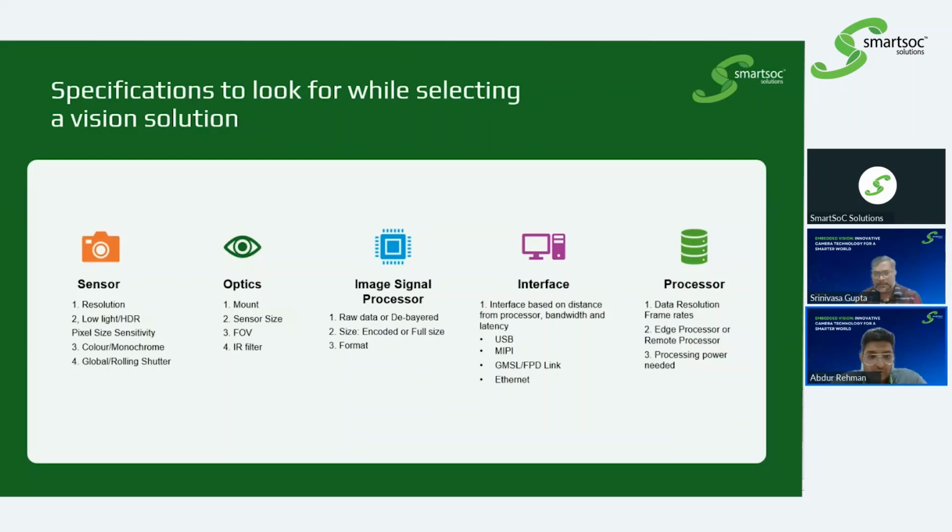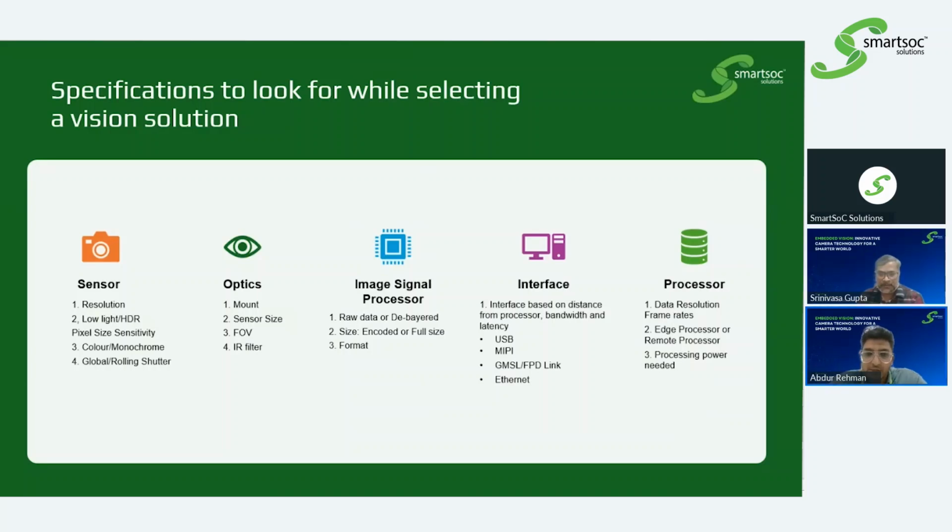Understood. So we have the sensor, then we have the optics. In terms of optics, we will look at the sensor size. Based on that, we decide what mount we need to go with. There are S mount, C mount, and CS mount, and so many variations. Based on our applications, we can pick one.